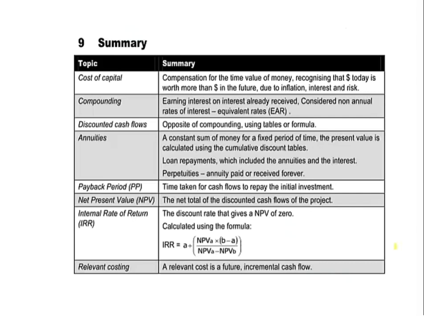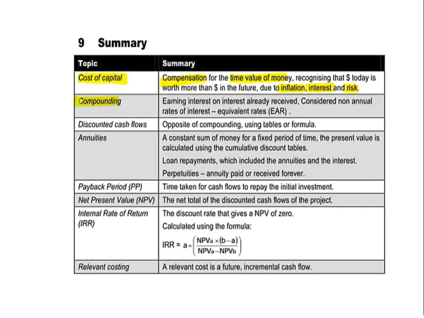Chapter 11 was quite a technical chapter on project appraisal, and you need to make sure that you're happy with the basics before you progress through too many questions. So cost of capital is the compensation that we're giving investors for the fact that they're parting with their money now rather than investing it. So it's all about compensation for the time value of money, recognising that $1 today is worth more than $1 in the future because of the interest that you could get from investing it, inflation, change in purchasing power, and risk. Investing in a project is more risky than putting your money into the bank.